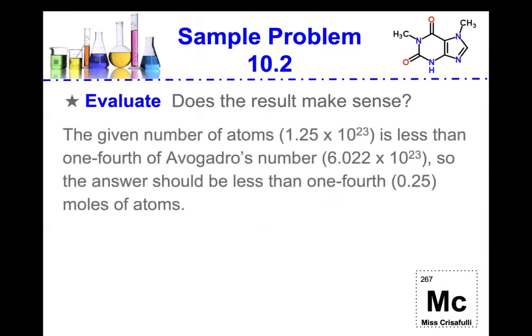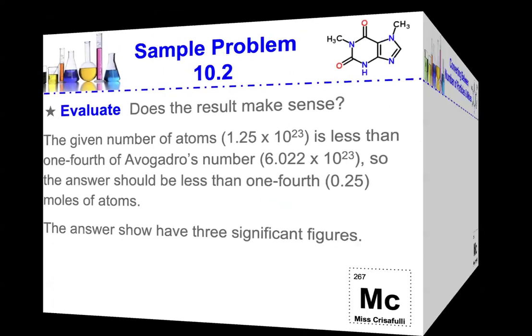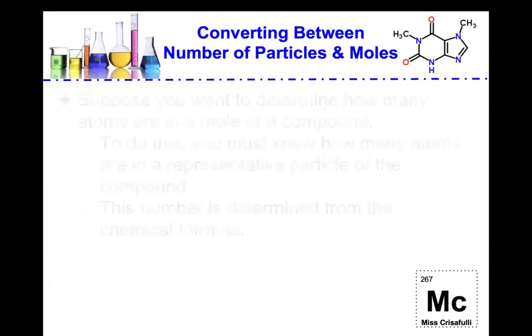Does the result make sense? So the given number of atoms, 1.25 times 10 to the 23rd, is a little less than 1/4 of Avogadro's number. So the answer should be less than 1/4, 0.25 moles of atoms, and the answer does have 3 significant figures.